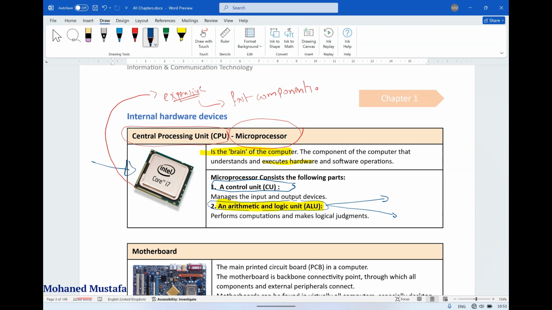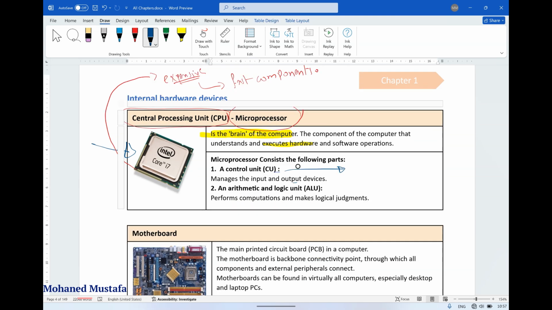The other part of the microprocessor is what? The control units. And why do we need to control? Because normally whenever you are opening your device or using your computer or your mobile phone, you might be doing a couple of tasks at the same time. For example, you might be typing a letter using your keyboard and at the same time listening to music. So the microprocessor will be responsible for managing these connections.